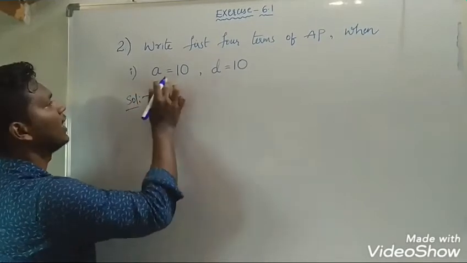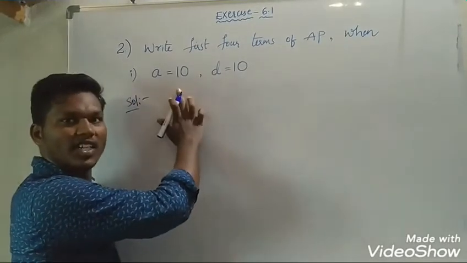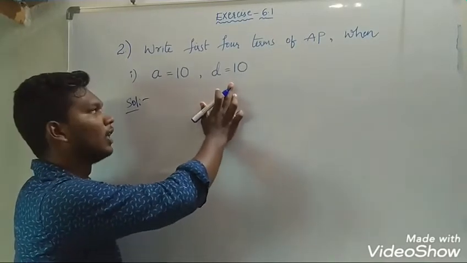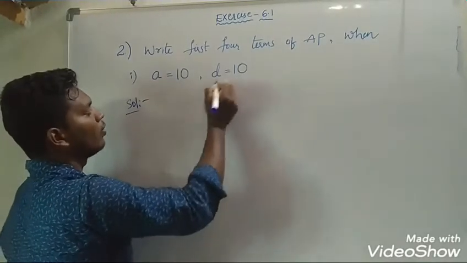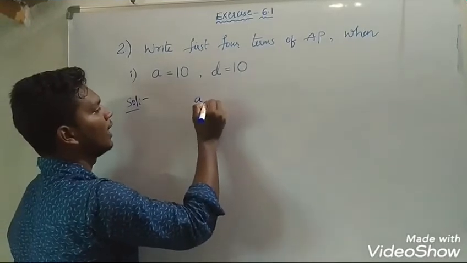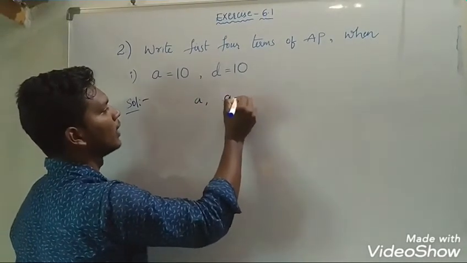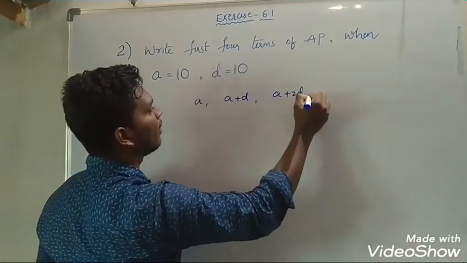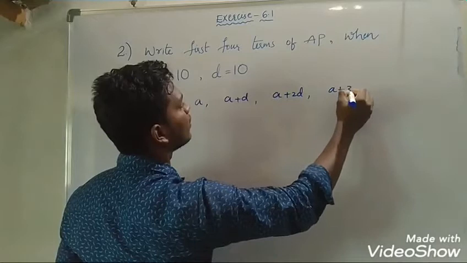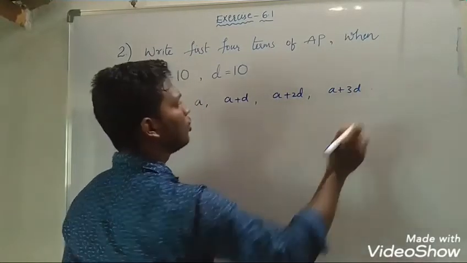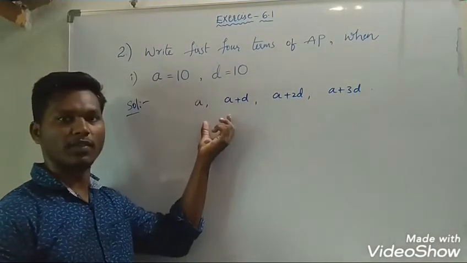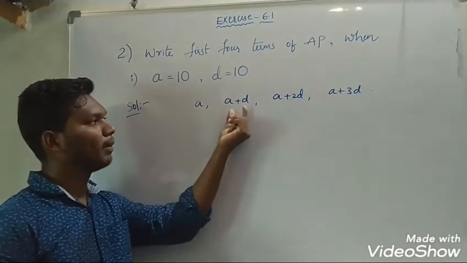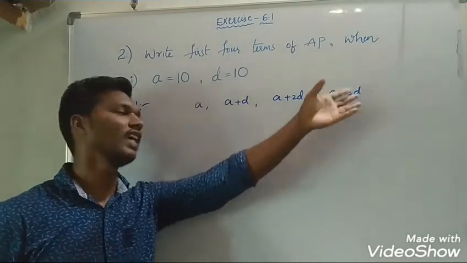He has given A. What is A, friends? A means the first term, right? And the common difference is 10. So according to AP, what is the first term, friends? A, right? The second term is A plus D. The third term is A plus 2D. And the fourth term is A plus 3D. You already know this, right? It is the general form. So the general form of AP is A, A plus D, A plus 2D, A plus 3D and so on.